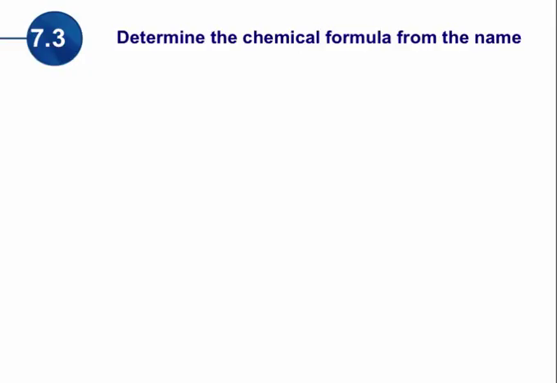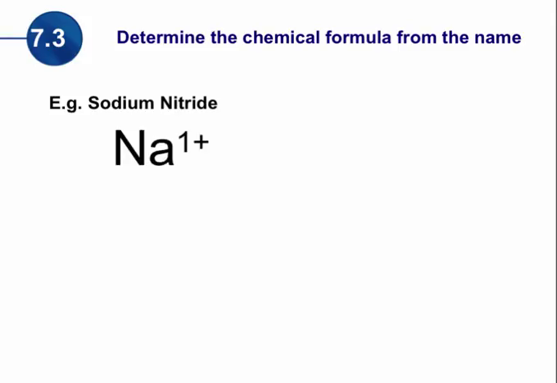Well, if we can write the name, we can also use the name to write the chemical formula. So we can look at this backwards. Let's start with sodium nitride. Right away, sodium is Na with a 1 plus. Nitride is a nonmetal. Nitrogen on the periodic table is N with a 3 minus.